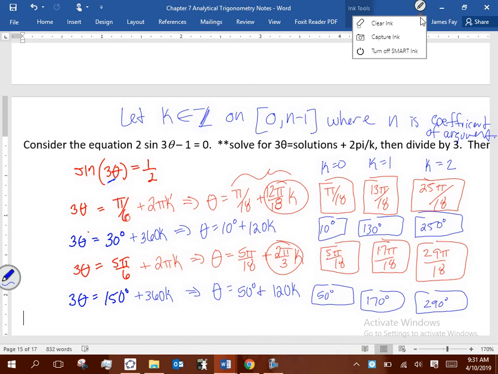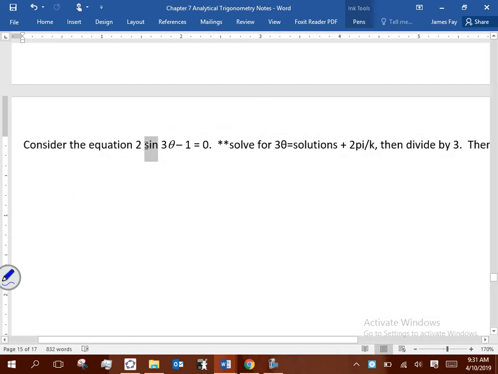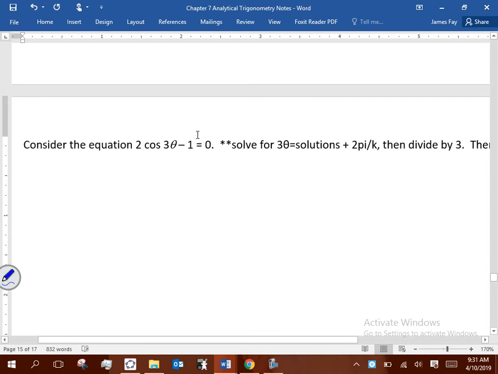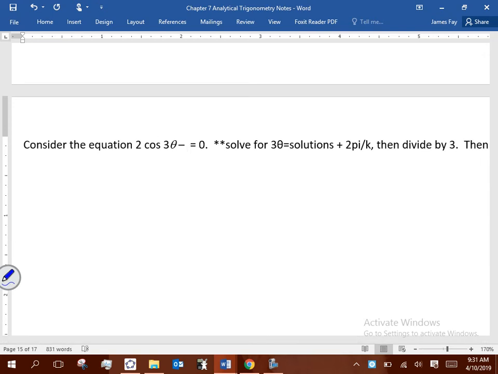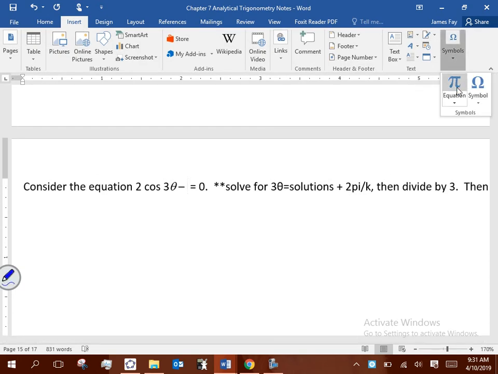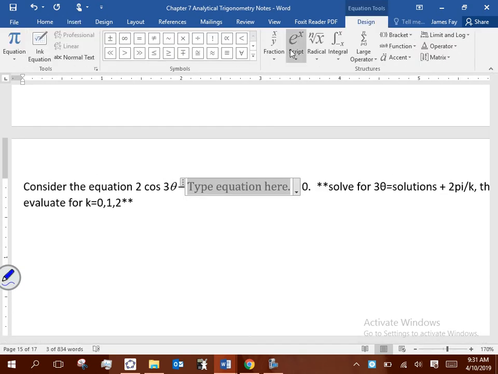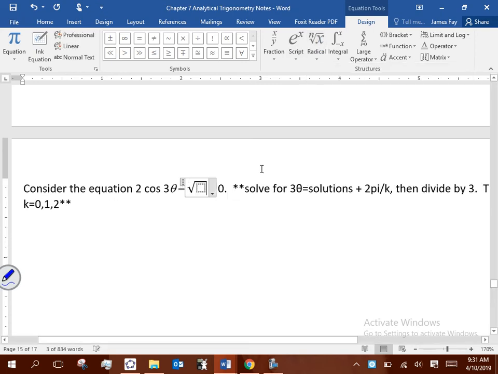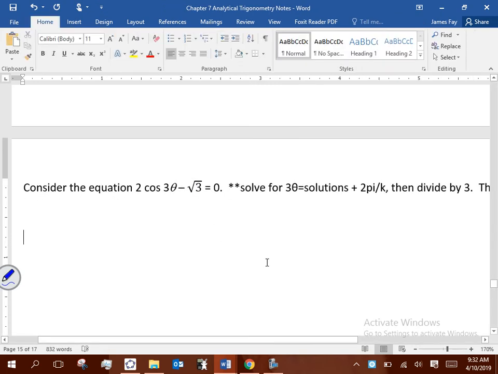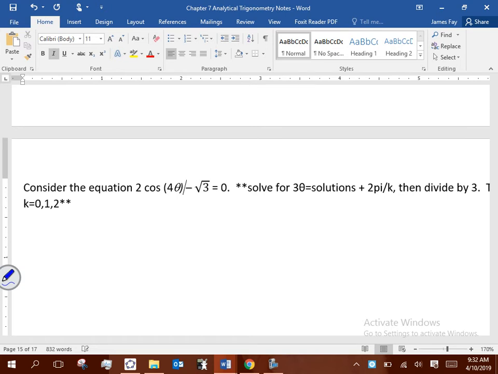Now, we can obviously change this stuff. Let's do this with cosine. Let's put √3 here. I don't know, not all that easy to do with Word. All right, so let's go 2 cosine, and let's change this to 4 theta, minus √3 equals 0.